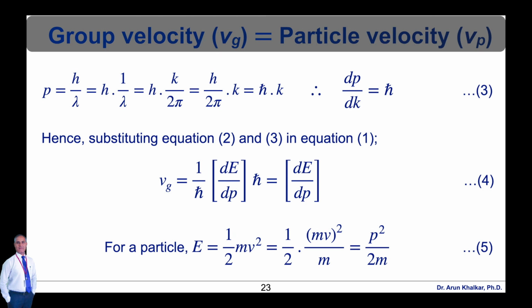So for a particle with energy E equal to half mu square, that is nothing but the kinetic energy. Multiplying and dividing by m, we can rearrange this equation as E is equal to half into (mv) whole square divided by m. So mv is nothing but the momentum. So we can write p square upon 2m. So E is equal to p square upon 2m. This is equation number 5.